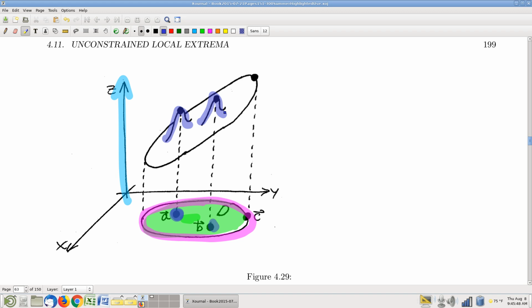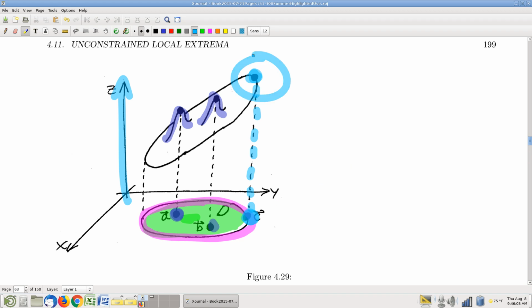But then notice there's another kind of maximum. There's also this point over here. That point on the graph comes from this point on the boundary.